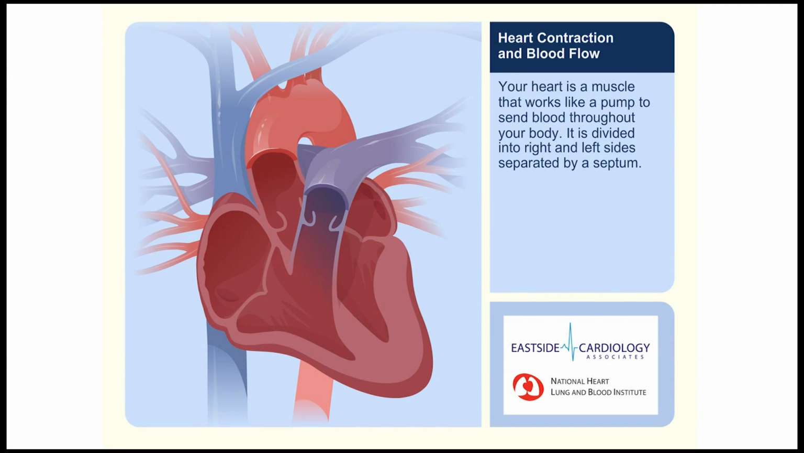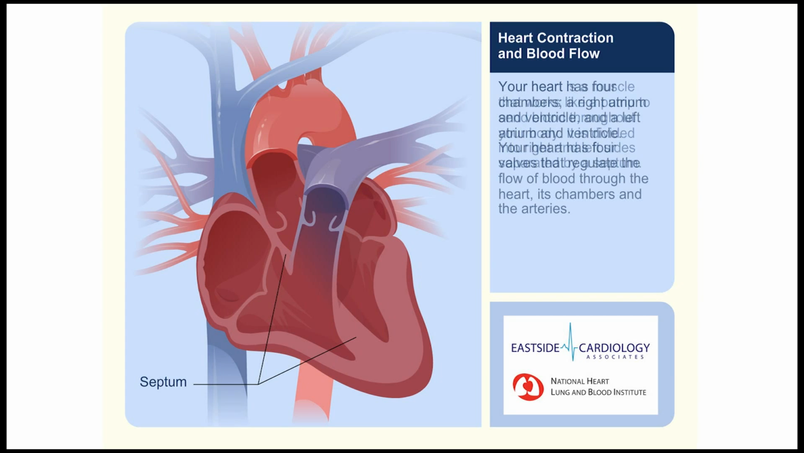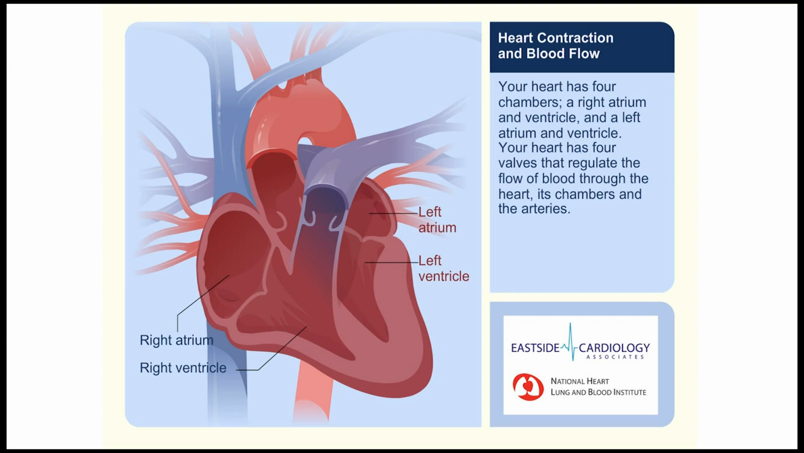Your heart is a muscle that works like a pump to send the blood throughout your body. It is divided into right and left sides, separated by a septum. Your heart has 4 chambers, a right atrium and ventricle, and a left atrium and ventricle. Your heart has 4 valves that regulate the flow of blood through the heart, its chambers, and the arteries.